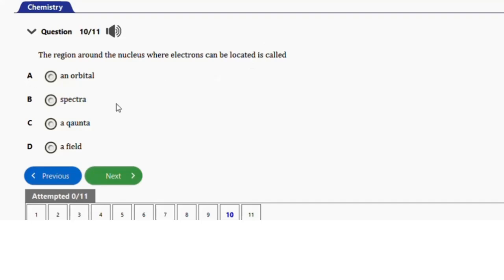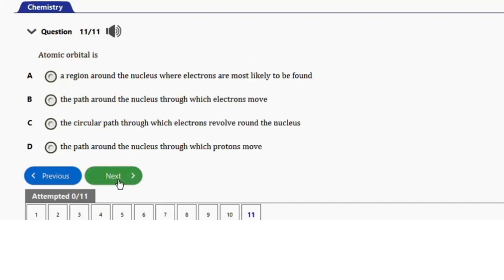The last question before I end this video is this one. It says atomic orbital is a region around the nucleus where electrons are most likely to be found. So that's the right answer to this question, option A. So this basically covers problems involving orbitals for chemistry practice, with about 9 to 10 questions in this video. Hope there's something interesting from the video. Let's quit the video, guys.